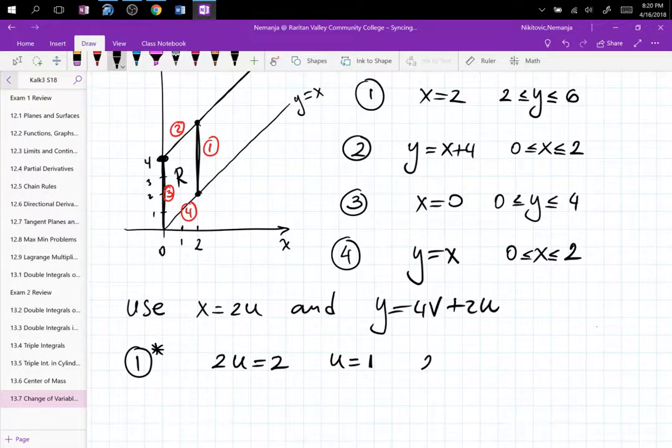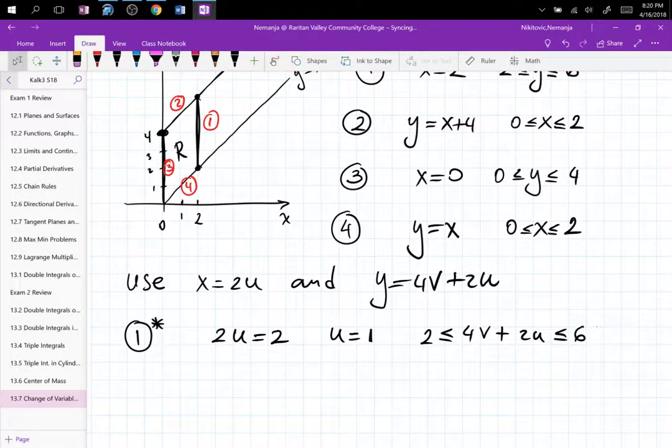I also have that 2 is less than or equal to y, so instead of y, I have 4v plus 2u, and that's less than or equal to 6. Now, I also know that u is equal to 1 from previous calculation. So actually, what I have here is 2 less than or equal to 4v plus 2, less than or equal to 6.